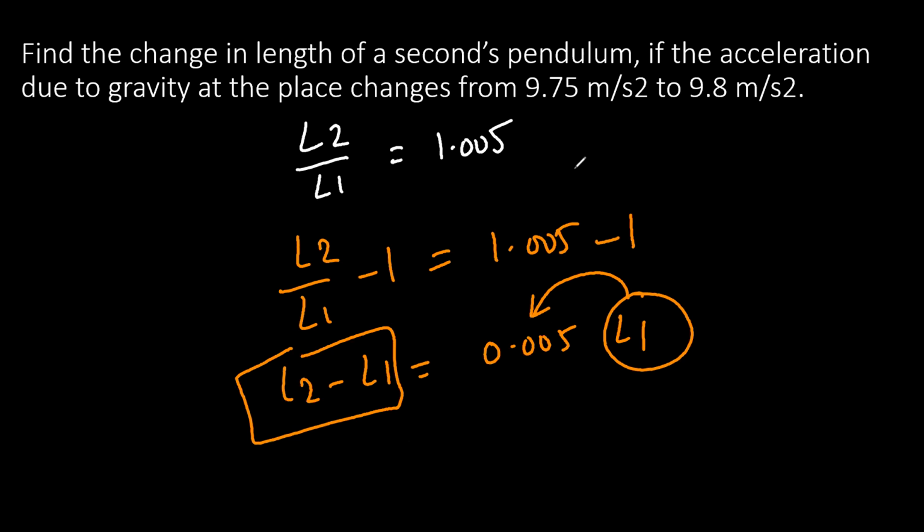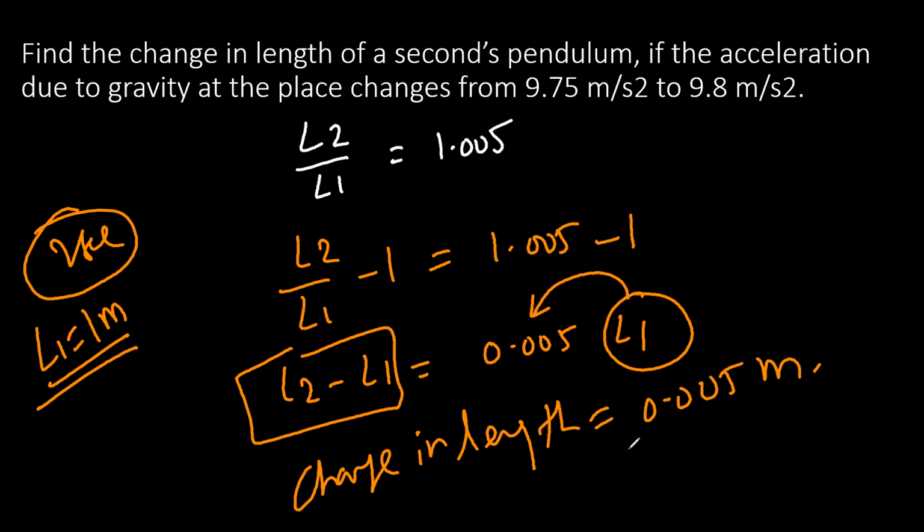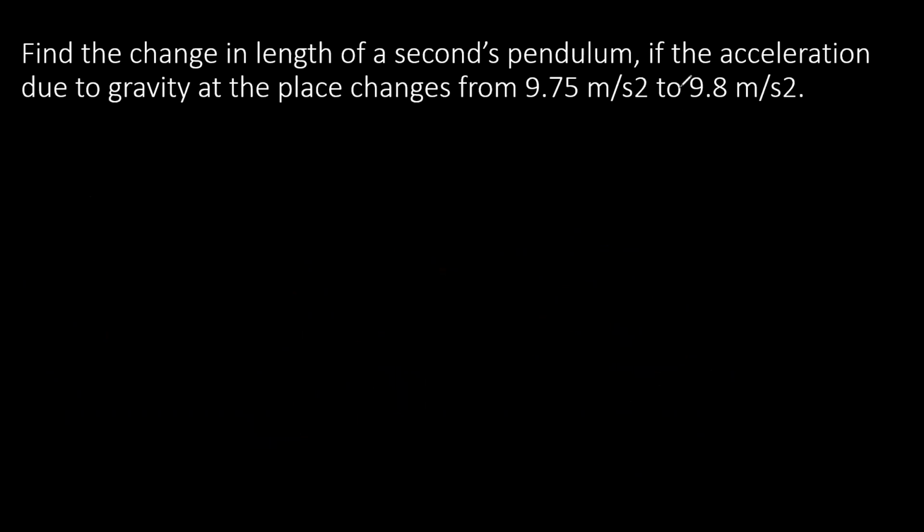Now for the initial length, the time is 2 seconds, which is 1 meter. For the simple second pendulum, the length is 1 meter. If I put L1 as 1 meter, how much is the change in the length? That is 0.005 meter. So we can say the change in length is 0.005 meter. This is the answer. Simple.